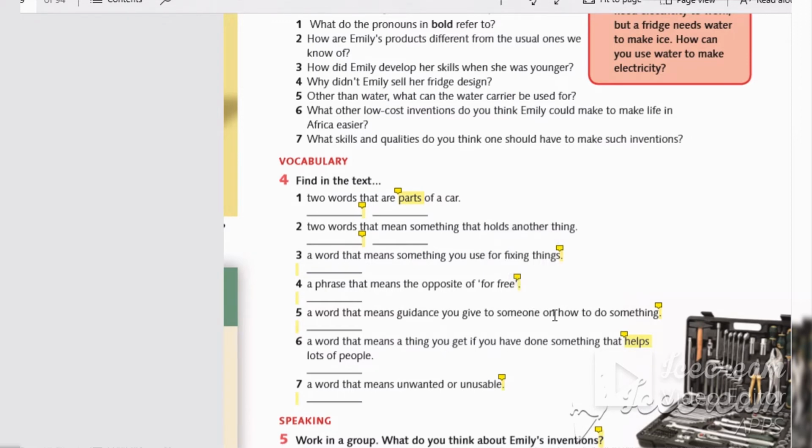A word that means guidance you give someone on how to do something. Instructions. Guidance means something that guides you. Instructions, تعليمات. A word that means a thing that you get if you have done something that helps a lot of people, جائزة. A word that means unwanted or unusable waste, مخلفات. We call them waste.